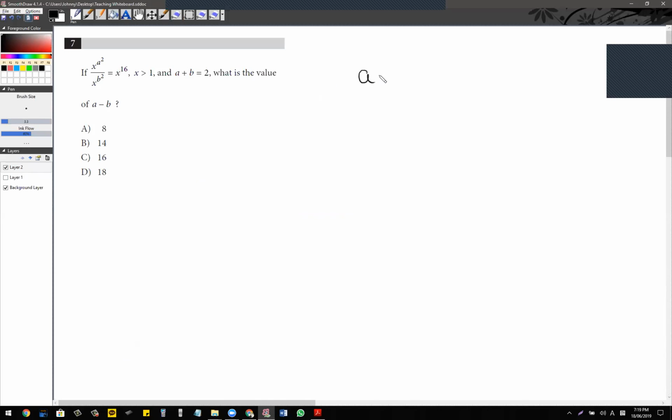You know that if you have 2 to the power of 5 over 2 to the power of 2, what's that equal to? 2 to the power of 3. If you have 2 to the power of 2 over 2 to the power of 5, what's that equal to? 2 to the power of -3, or you can write it as 1 over 2 to the power of 3. You do 5 minus 2, which is 3, but it's on the bottom. Anyway, you know how to do this one.